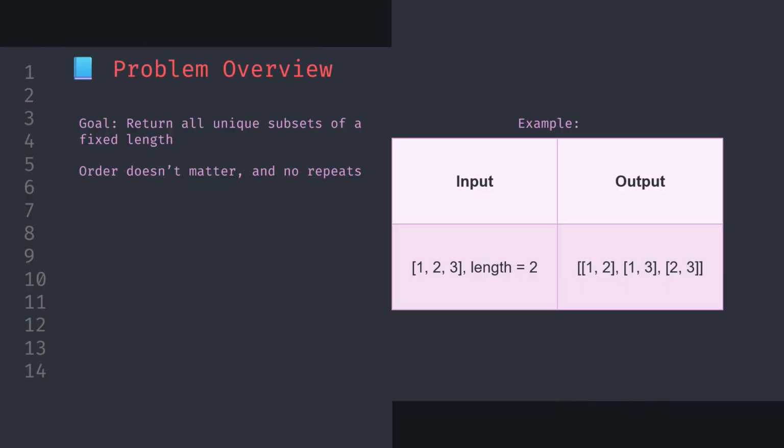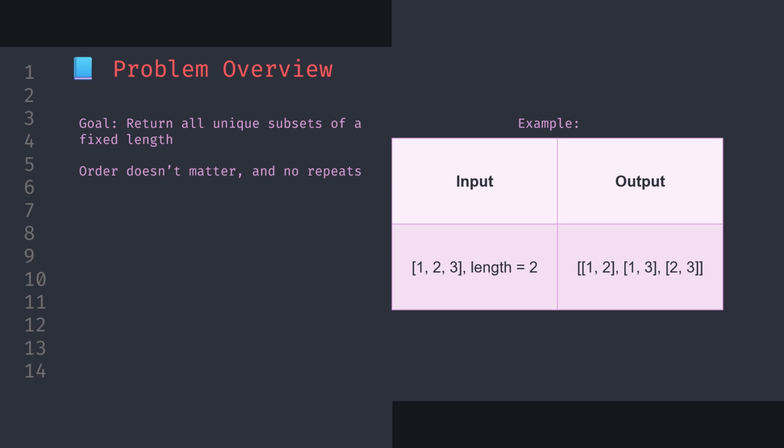We need to return all combinations of two elements from the input array. This is different from permutations. We do not care about order or duplicates. The input 1, 2, 3 should produce [1, 2], [1, 3], and [2, 3].